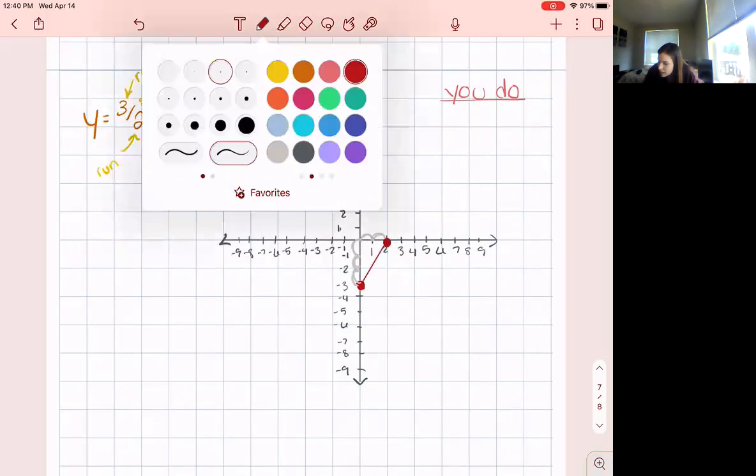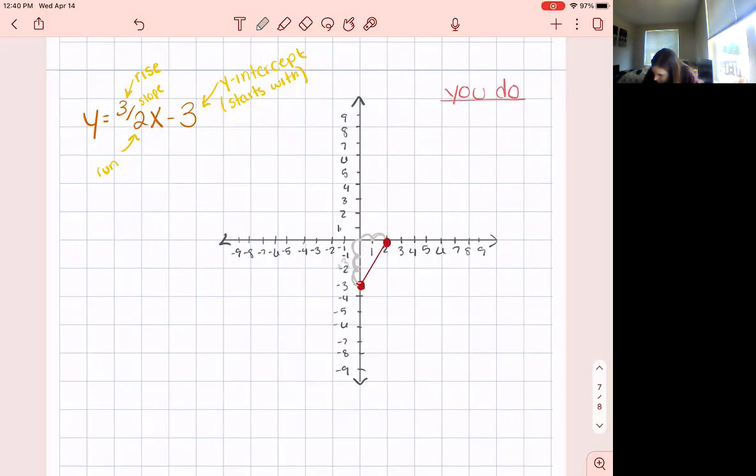Now I'm going to do that again. My rise needs to be 3, so we're going to go up 1, 2, 3 spaces. My run needs to be 2, so from there we're going to go over 1, 2, and put your next dot right there. Connect those guys to make a little triangle, and then go ahead and extend that line so it's a little bit bigger. And that's what the line for that looks like.